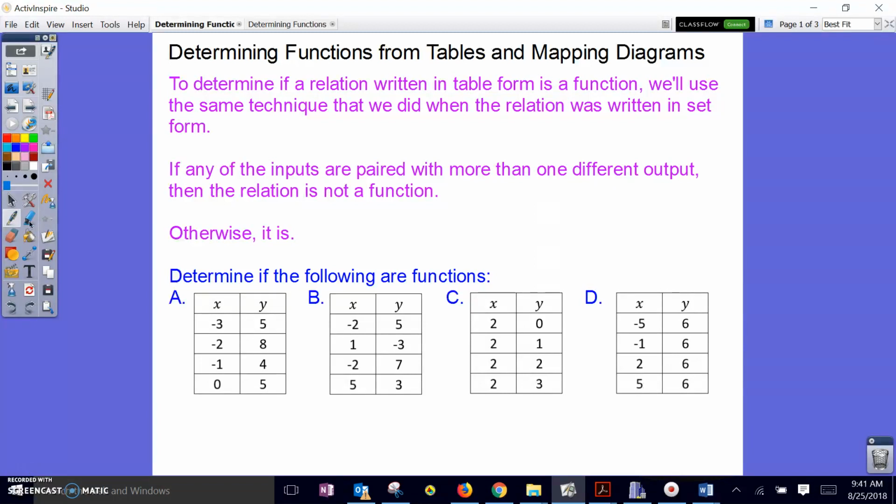is. So we look at the left-hand column of our table, and we're looking for an x value that's paired with more than one y value. If we have one of those, it's not a function, otherwise it is. We see in this one we've got all different x values, therefore this is a function.